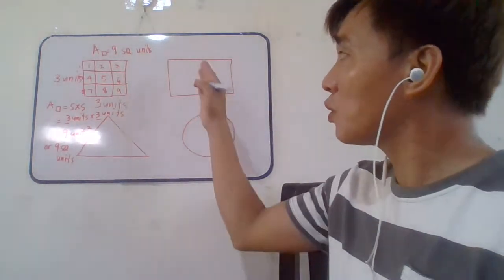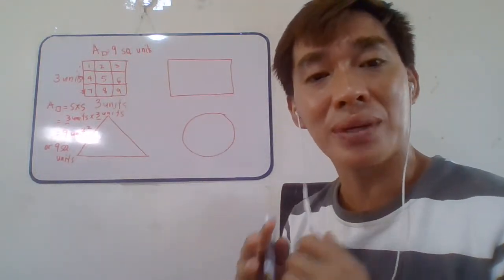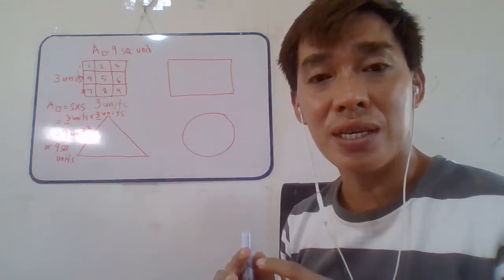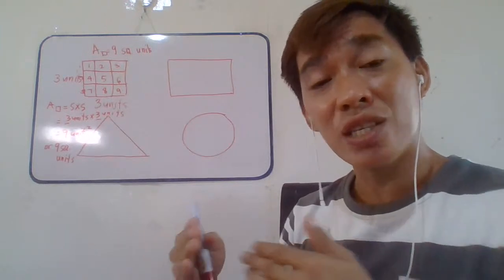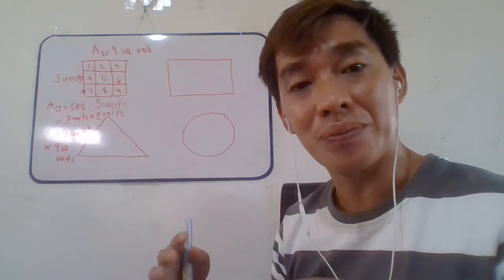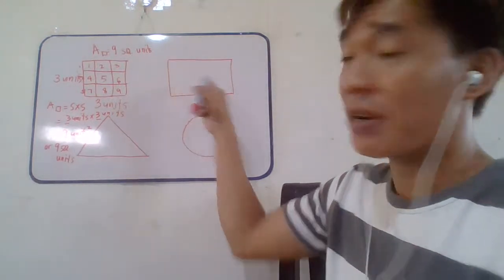Let's go to the next figure, which is the rectangle. This is really important because later we will have the composite figures. And of course, when we are talking about composite figures, these are figures nga ginsugpon or pinagdugtong to make a composite figure or another figure.